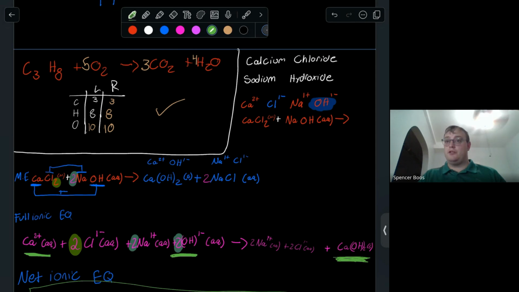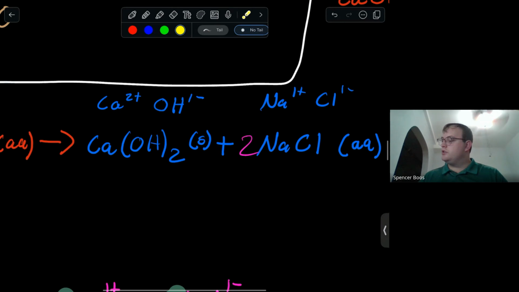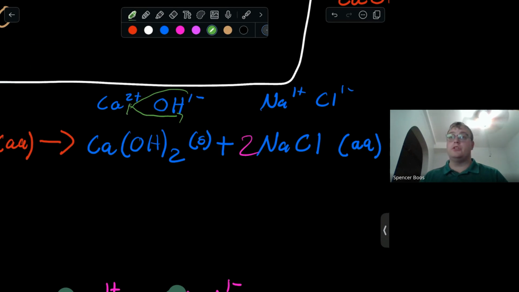The order doesn't matter for the net ionic equation, because these 2 things here could be flipped and it'd still be technically correct. There's another question here. When did this 2 move? That's a great question. This 2 moved here when we did our crisscross. So this 2 came over here, and this 1 came over there.